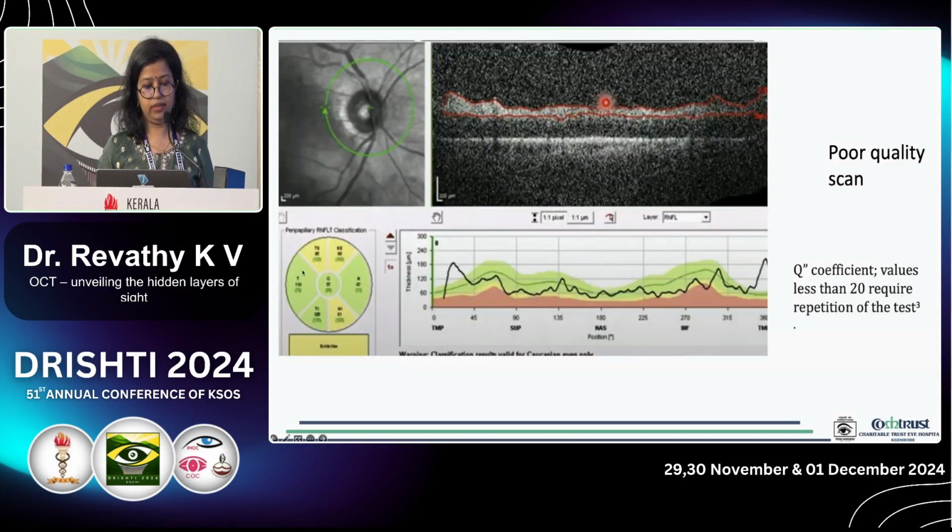If you just look at the sector diagram and the TSNIT map alone, you can diagnose this as a borderline thinning. But when you see the IR image, you can see there is not much cupping and the A-scan quality is very poor. So ideally, we should repeat the scan before jumping to diagnosis.